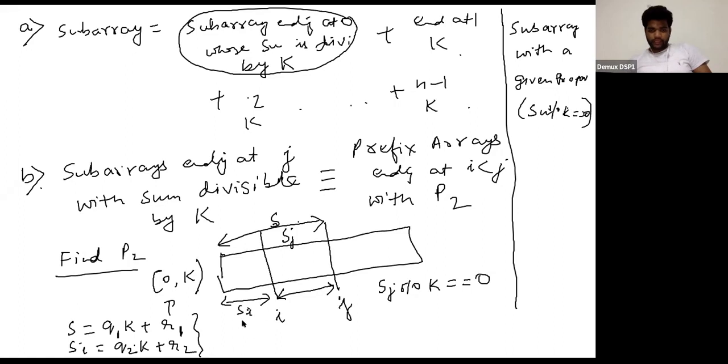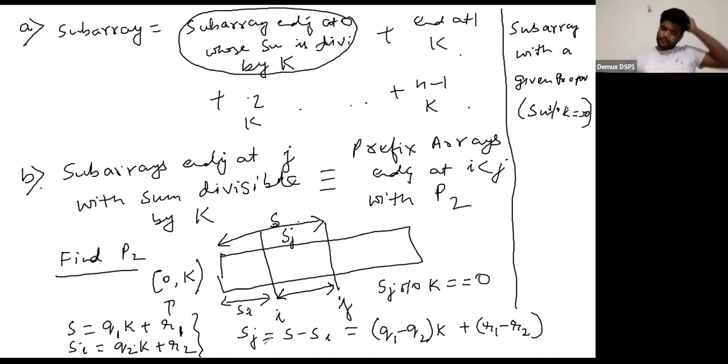So I know that Sj is nothing but S minus Si. So Sj is S minus Si, which is basically Q1 minus Q2 into K plus R1 minus R2. Now I know that I need Sj to satisfy some property. What is the property? I need Sj to be divisible by K.